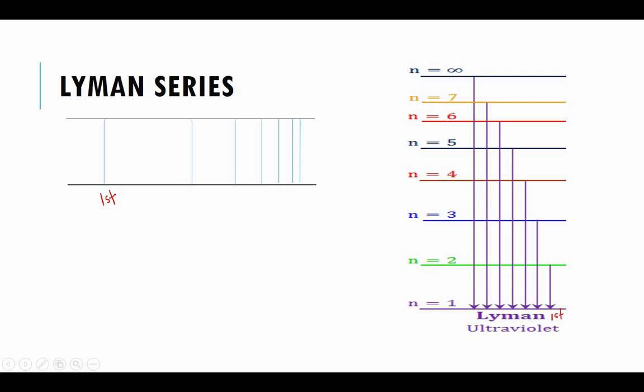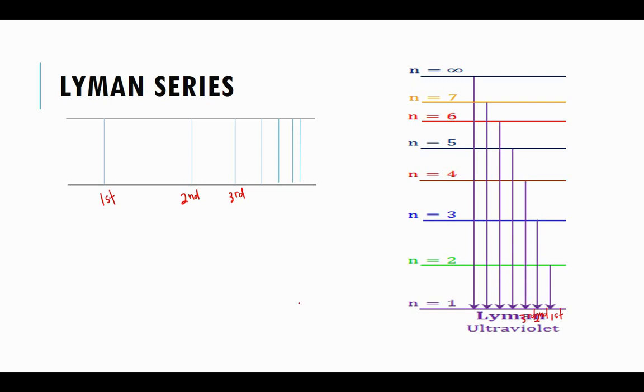Now let's look at the next one. So this is the second line. The second line is produced when electrons fall from n equals 3 to n equals 1. So kat sini akan terhasil lah second line. Next, the third line. The third line on the line spectrum is produced when electrons fall from n equals 4 to n equals 1.